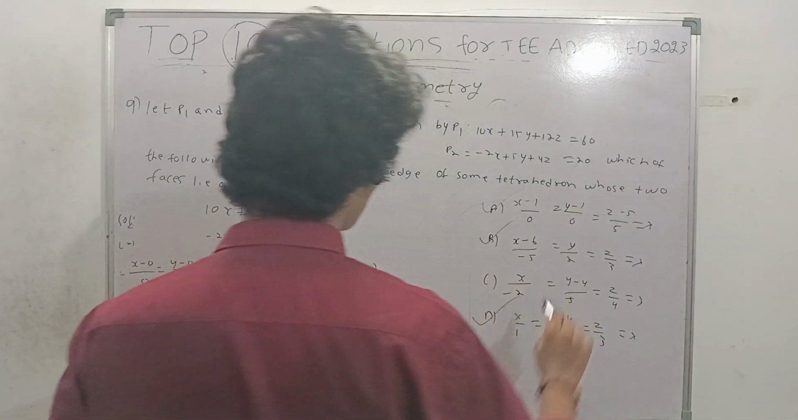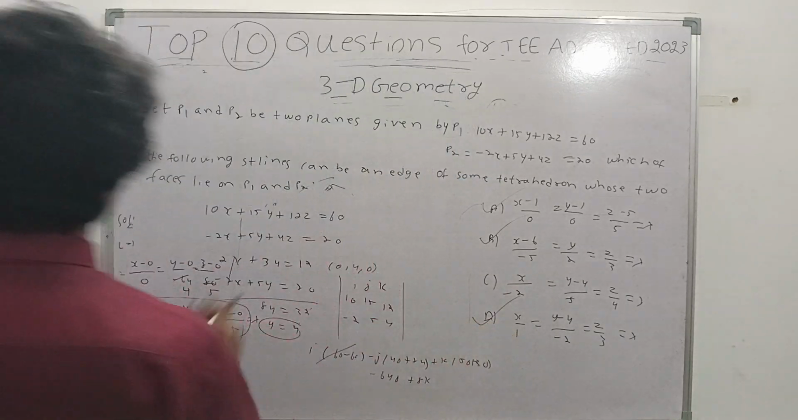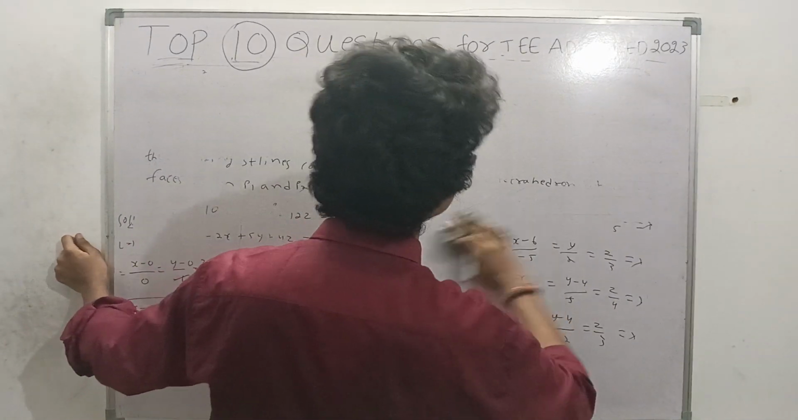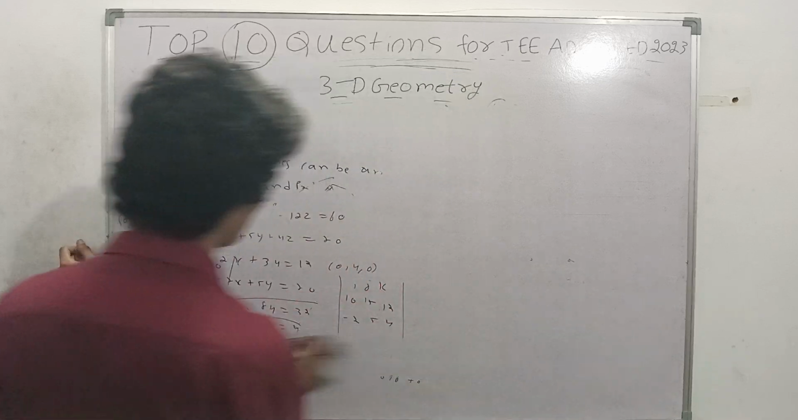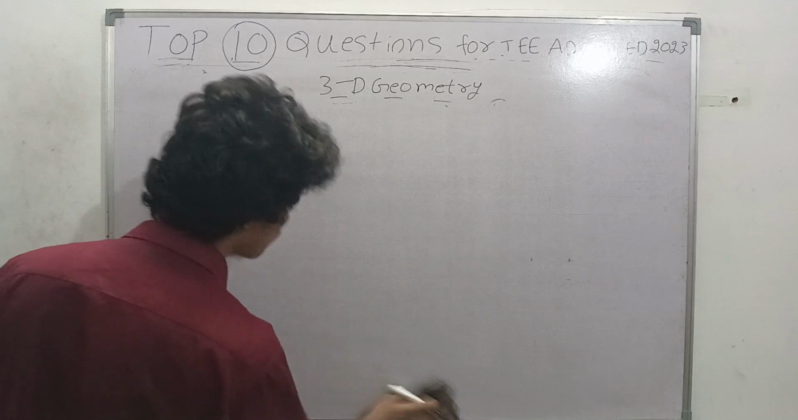So you have to solve it by yourself. A, B, D should be the lines. But how? You have to comment in the comment section. This is the 9th question. I explained completely and solved up to 75%. The remaining 25% you have to solve.